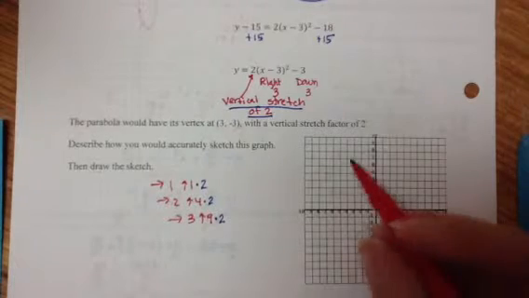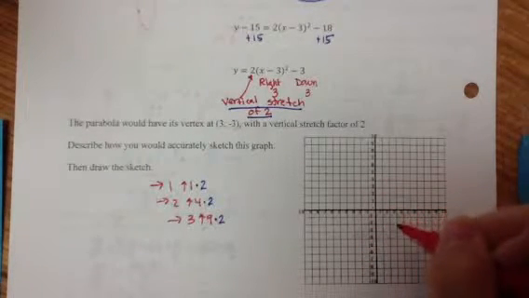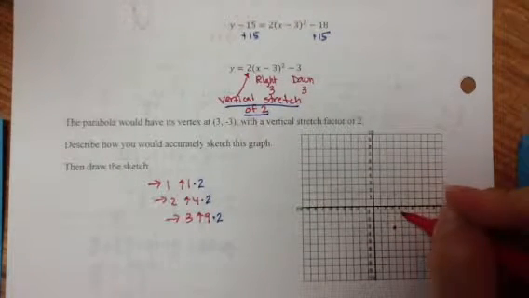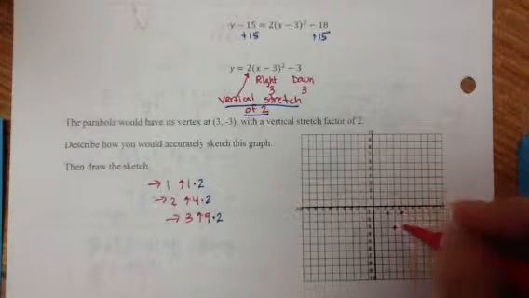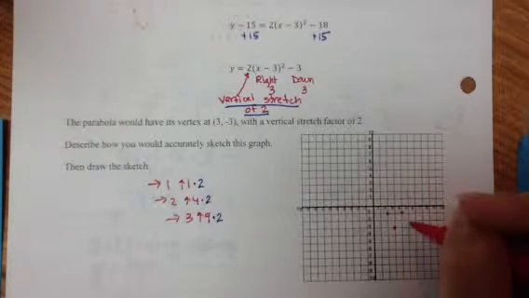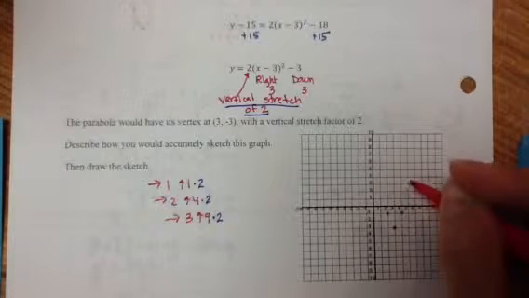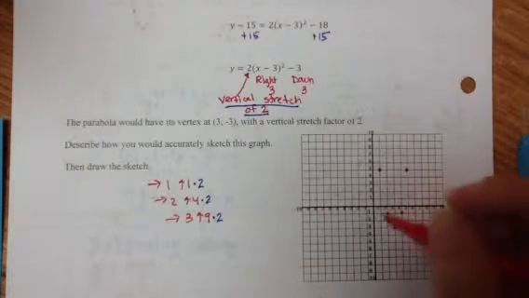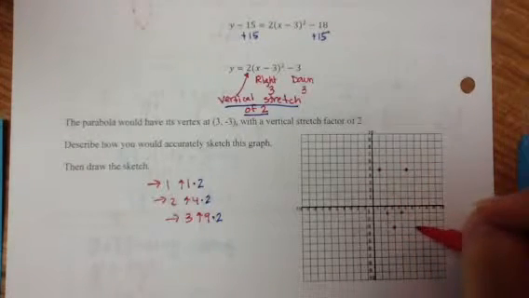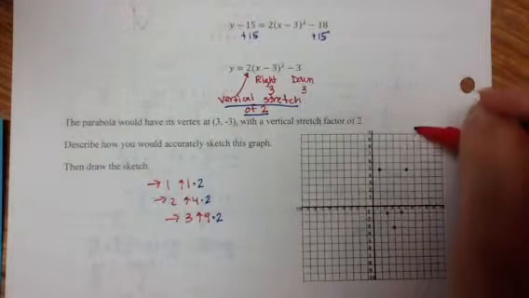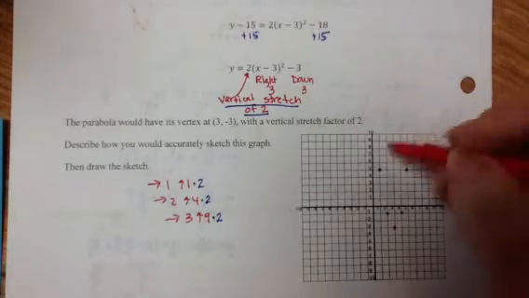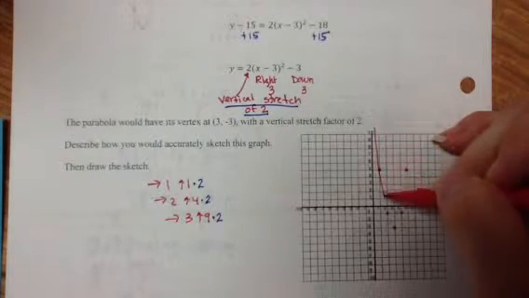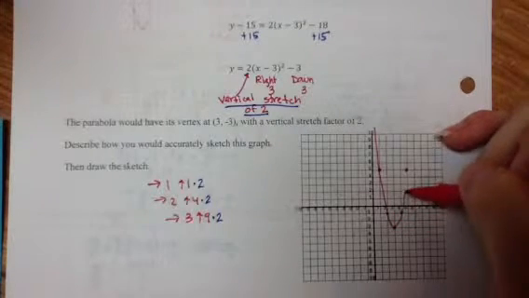So let's graph it here. We'll start with a vertex at 3, -3, and then we'll go over 1, up 2, and on the other side. And then over 2, up, this time 8 instead of 4, and then on the other side as well. And then over 3, up 18. That's going to be off my graph, so I'll just stick with the points that I have and go ahead and sketch a nice smooth curve through all my points.